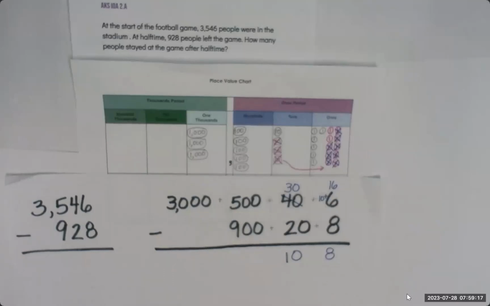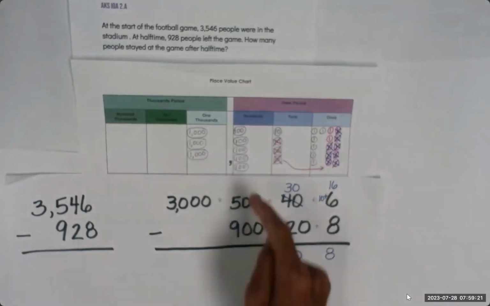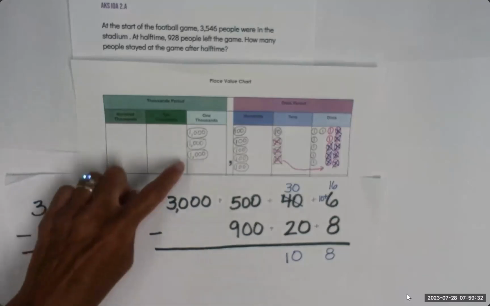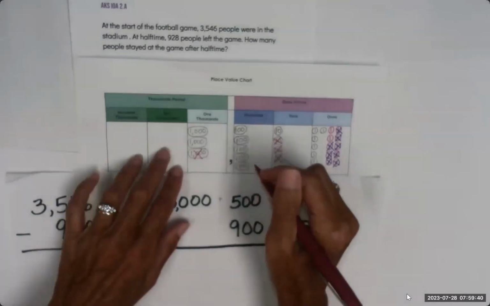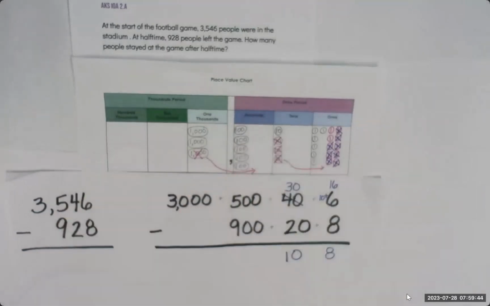All right. And then last, we are subtracting 900. And we found out with the concrete model that we only have 500 rather than 900. We need 900 there to subtract. So we're going to regroup 1,000. I'm going to cross that 1,000 out because I'm going to move it over here. I'm going to draw an arrow. I'm going to move that 1,000 to the hundreds place.